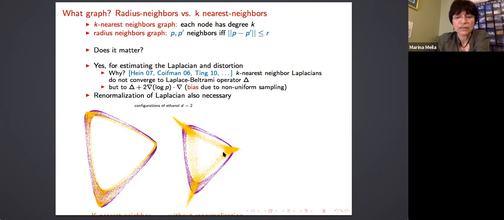The purple is the ethanol embedding that you saw before. It's triangular, but let's not worry about it. And here is the same embedding without the second normalization. Perhaps it looks like we matched them to be about the same size and overlap as well as possible, but you can see that the corners are much sharper. Yes, and this is the K nearest neighbor graph.